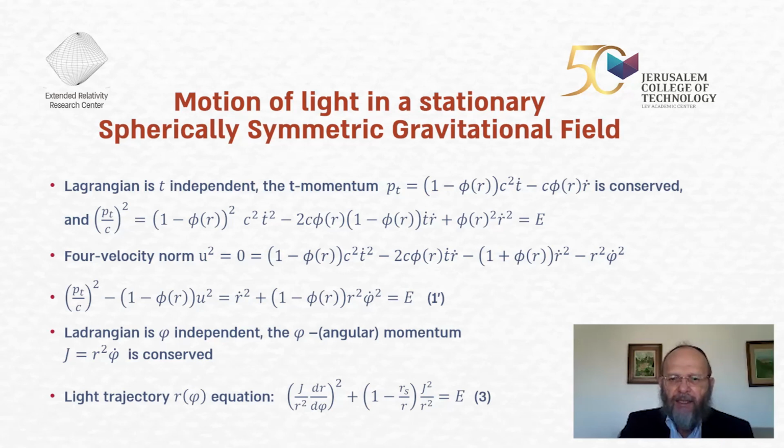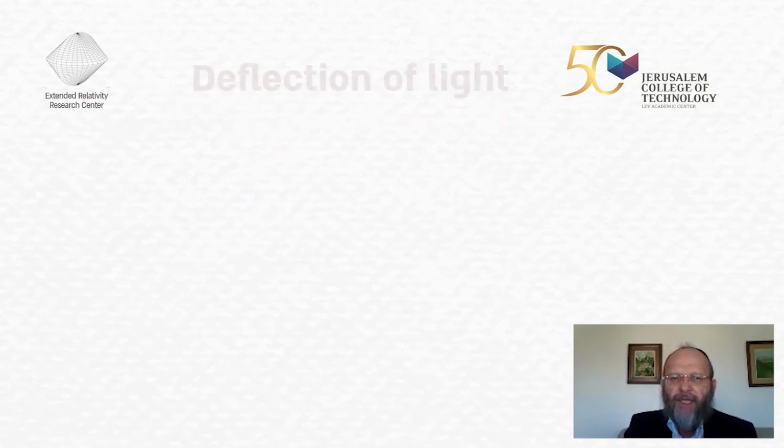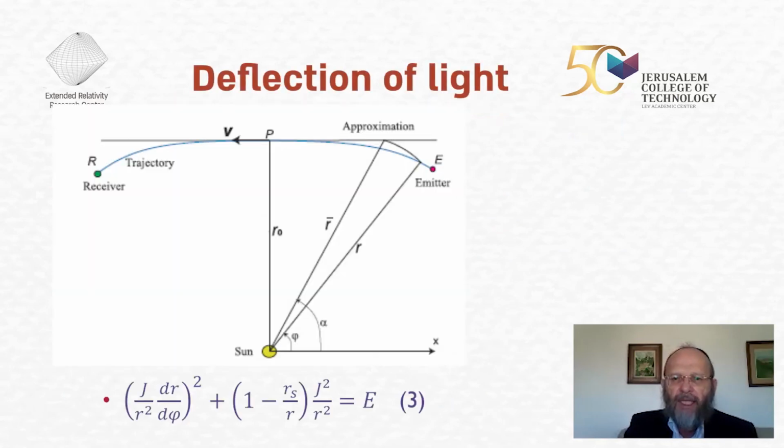The dR, we can go into dR d phi. The dR d tau, we divide by the d phi d tau, you'll get dR d phi, and you'll get this equation. That's equation number 3 for the light trajectory. R is a function of phi. And now we see how we got the solution.